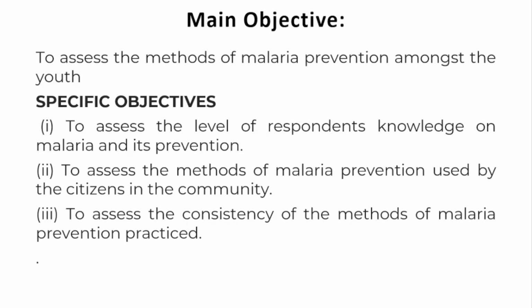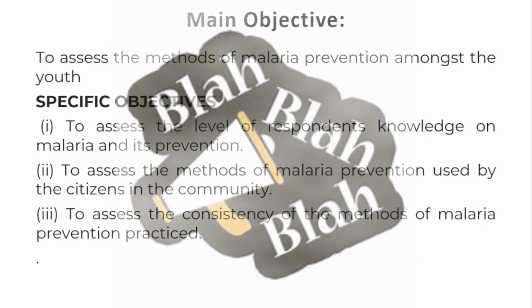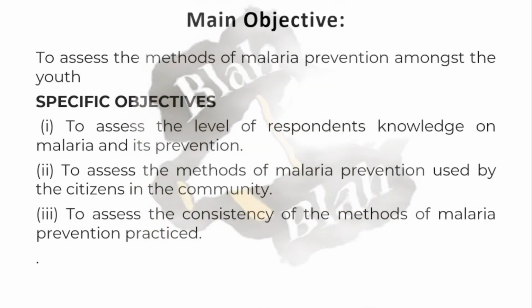The next thing is that either you say I will be assessing the consistency, or you say I assessed the consistency of the methods of malaria prevention practice. Once you are done, then you are ready to move to the next slide. But before you move to the next slide, which is the materials and methods, you also need to talk a little bit about the relevance of the study. So at the end of this study, blah blah blah or so and so will be achieved. You give the relevance of the study.